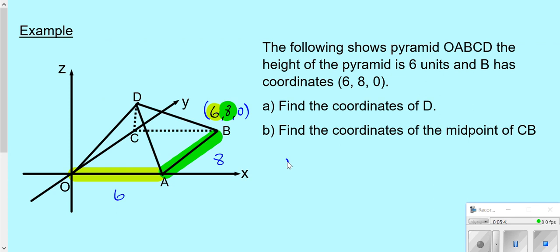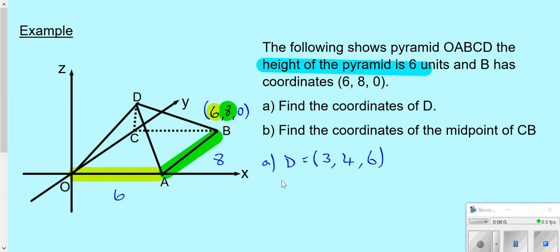So for the coordinates of D, it's going to have an x value of 3 because it's going to be halfway. It's going to have a y value of 4 because it's going to be halfway. Now the only thing I need to know is the height, and that was what it told me in the question. The height of the pyramid is 6 units. So it's going to have a z value of 6.